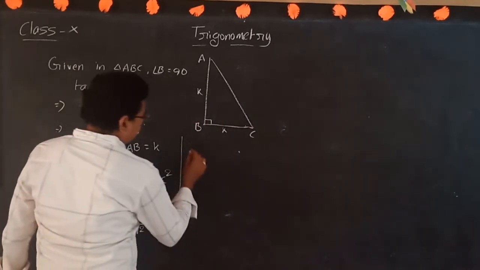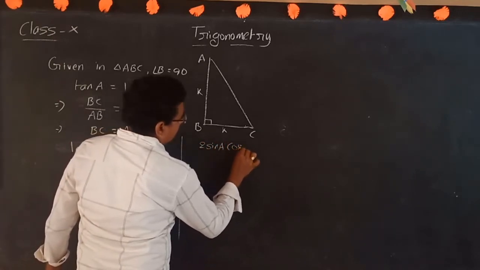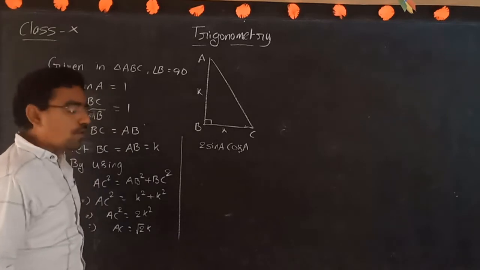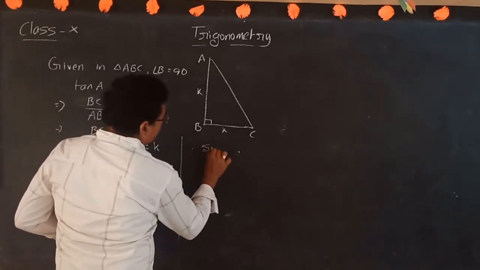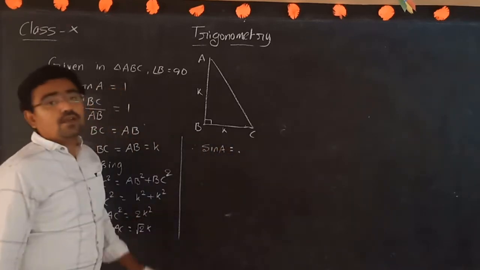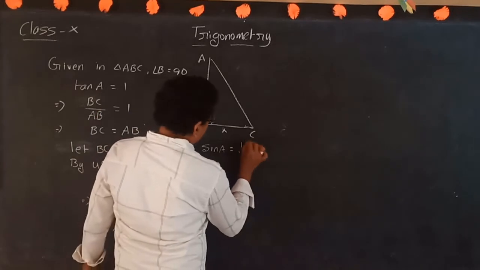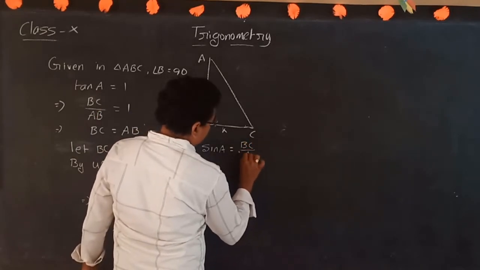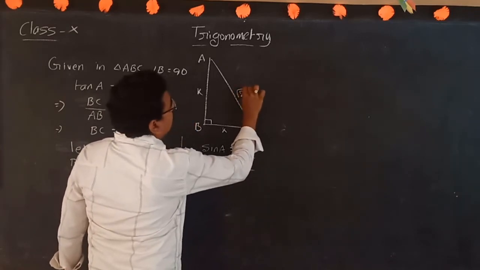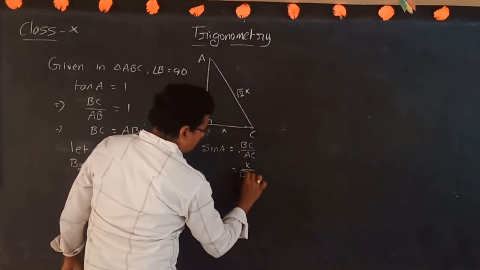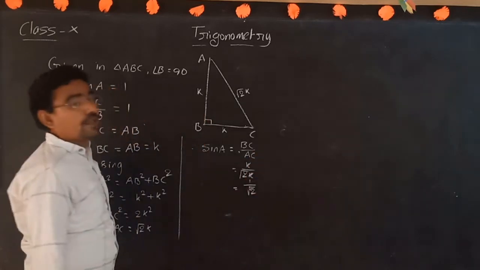Now what you should check is 2 sin A cos A. Before that, let us identify the sin A value first. Sin A is opposite side by hypotenuse, that is BC by AC. BC value is k, and AC is root 2 k, as already identified. The k cancels, so 1 by root 2 is the sin A value.